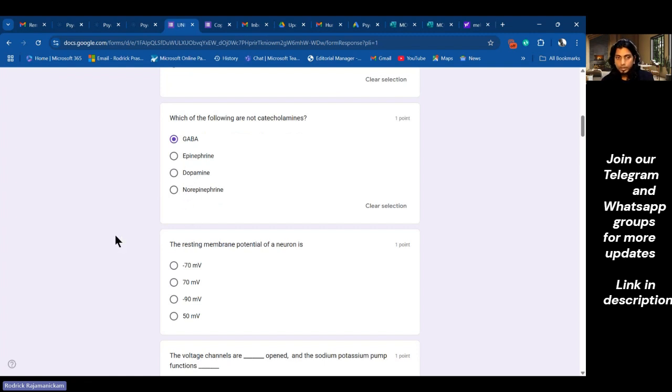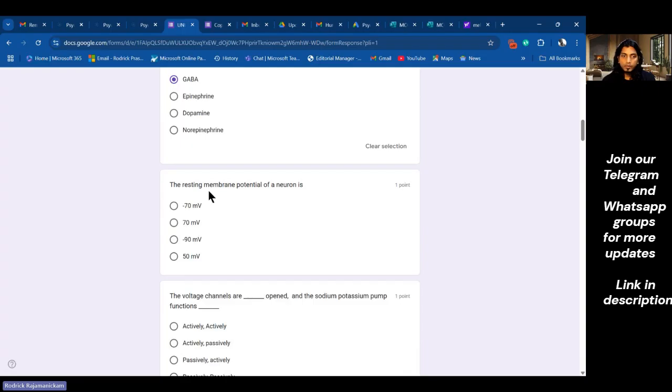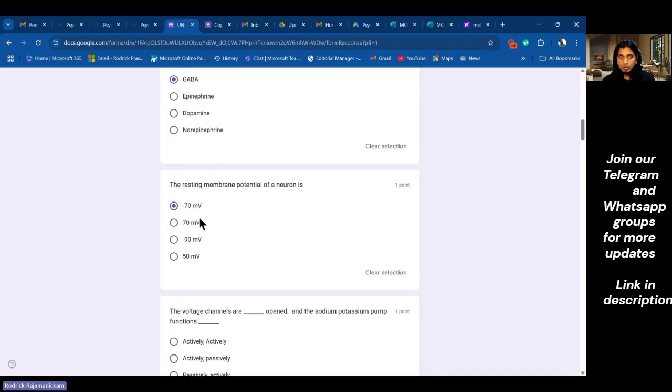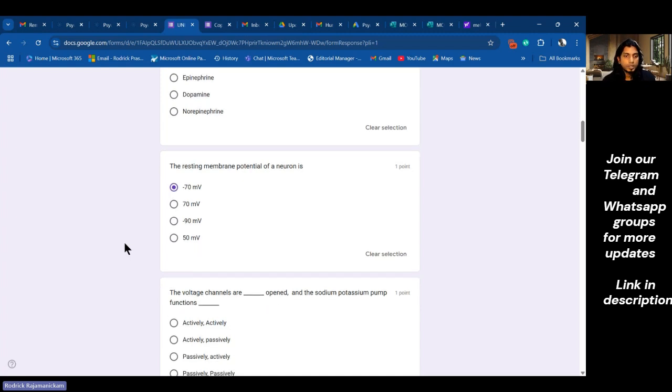Indolamines are serotonin. So the neuron, when it is at rest, has a resting membrane potential of minus 70 millivolts. It is minus 70. It is negative. So please don't click 70. So 90 would be a hyperpolarized neuron, 50 would be a depolarized neuron. So 70 is also very positive. Positive 50 and positive 70 would be very highly reverse polarized, not depolarized.